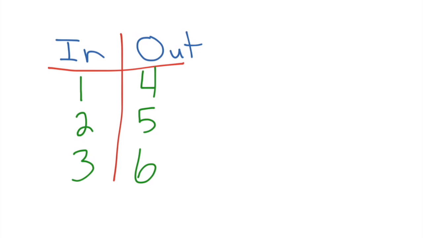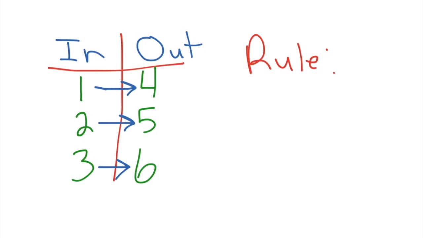What I'm asking myself is, what is happening to this 1 to get to a 4? What is happening to this 2 to get to a 5? And what is happening to this 3 to get to a 6? So when I'm looking for that, I'm looking for the rule for the pattern. A lot of people just want to write plus 3, which is true. It is plus 3. Each of those would be plus 3. But one shorthand way you can write this is to actually write x plus 3 or any variable plus 3.